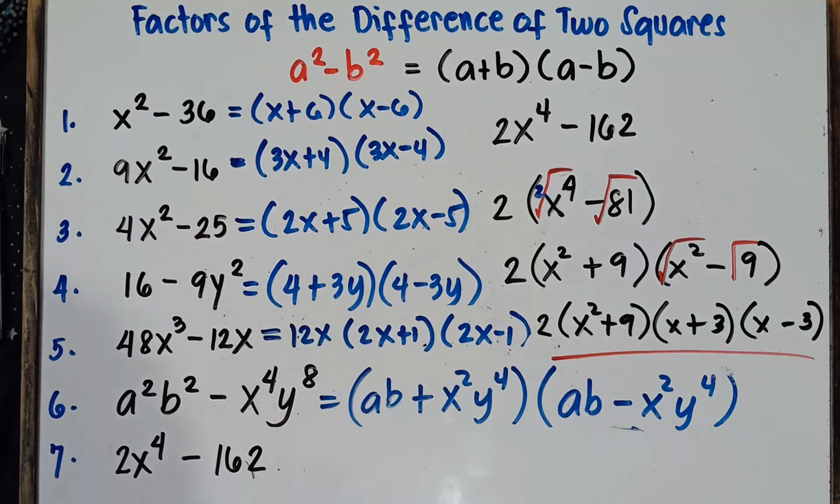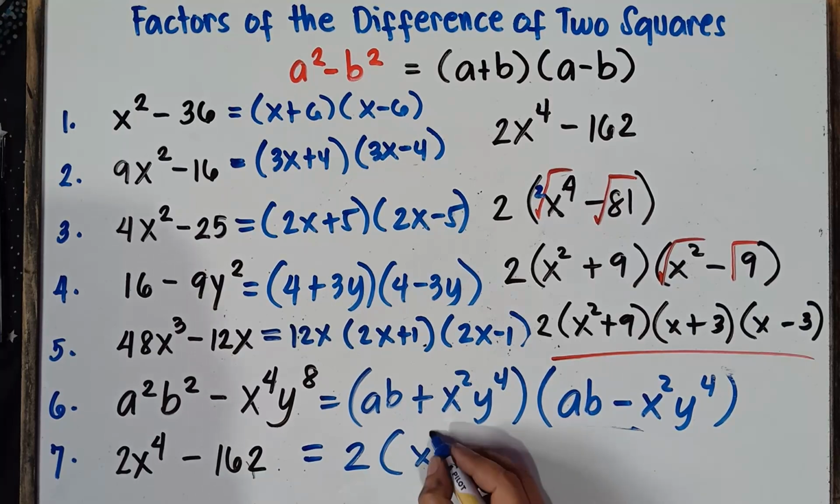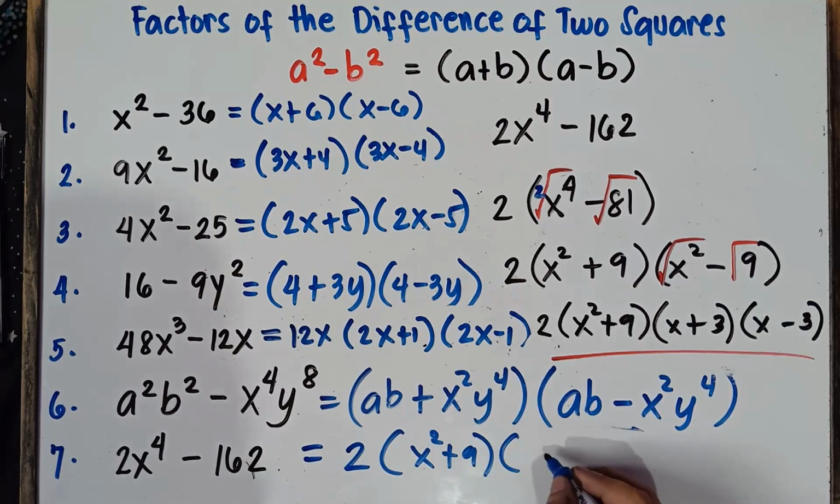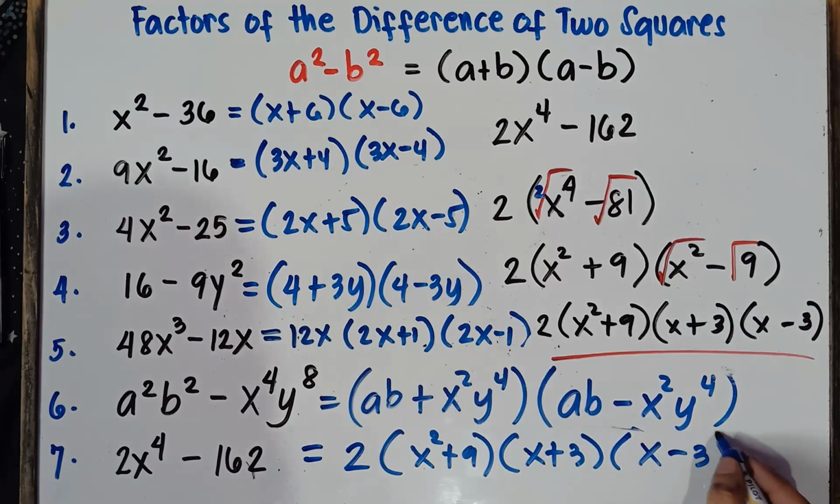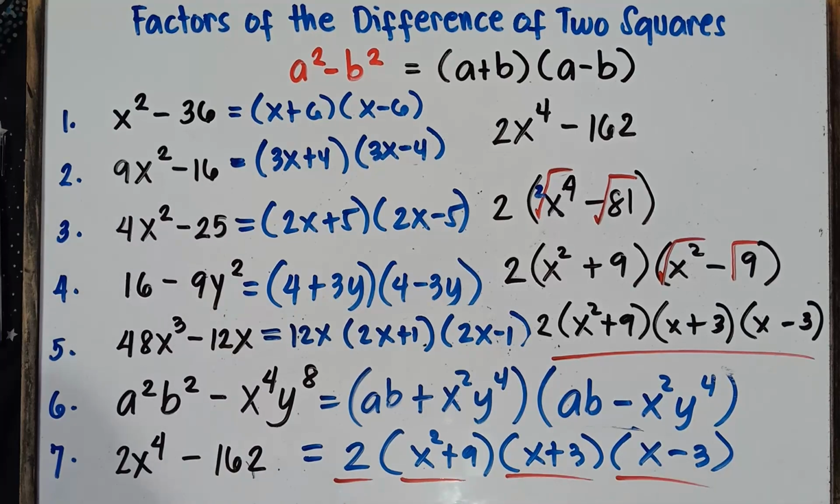So we have 2. Quite complicated, right? For number 7, we have 2, x squared plus 9. The other one, we have x plus 3. The other one, we have x minus 3. So therefore, we have 4 factors: 1, 2, 3, and then 4. All set, class, with regards to example number 7.